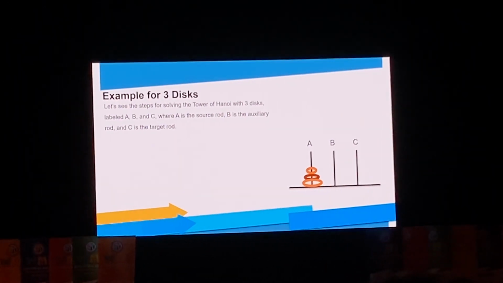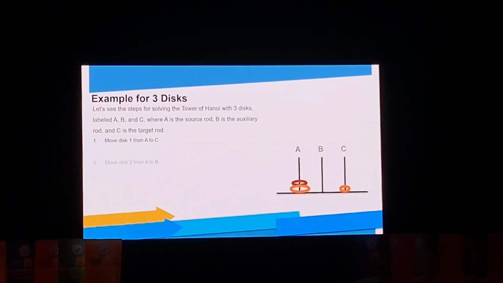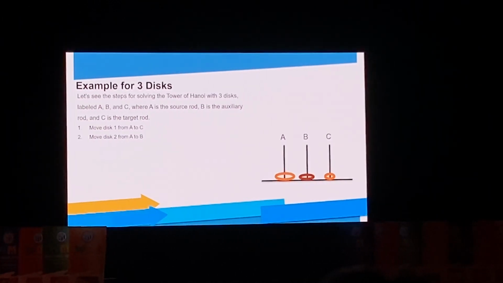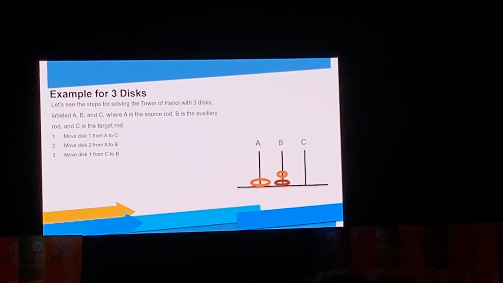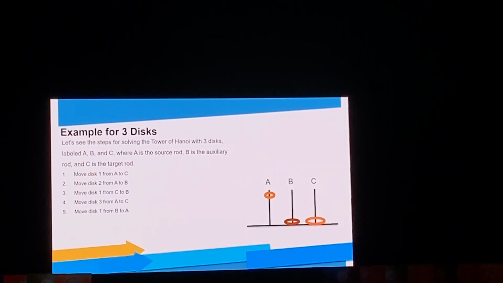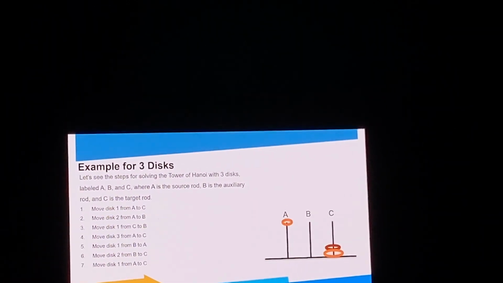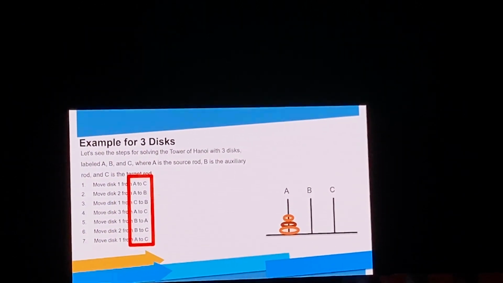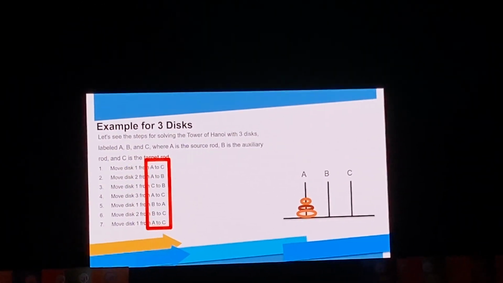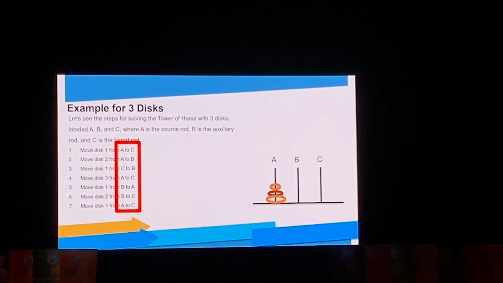Okay, 3 discs. Let's do the math. Please repeat after me if you have got it. Okay? Go. A to C, A to B, next C to B, and the next A to C, next B to A, and B to C, and A to C. Okay, we are finished. Only 7 steps. But maybe you think it's not rocket science, a piece of cake.